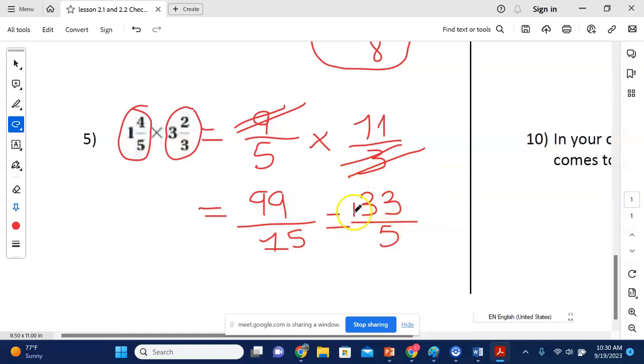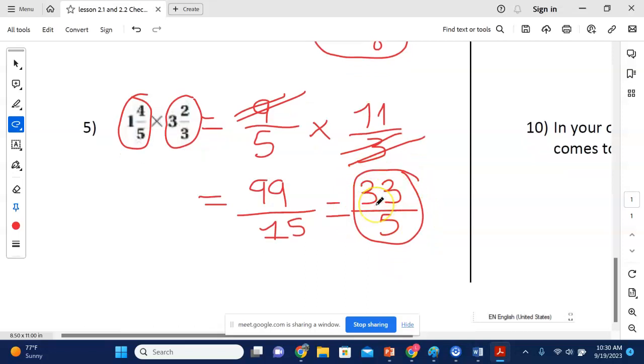Is this the final answer though? No, it's not. Why not? Right, because the new improper fraction, because the numerator is bigger than the denominator. So what's 33 divided by 5? How many times? 6 times, good. And what's the remainder? 3. And then the denominator is 5. So ladies and gentlemen, your final answer is 6 3/5.